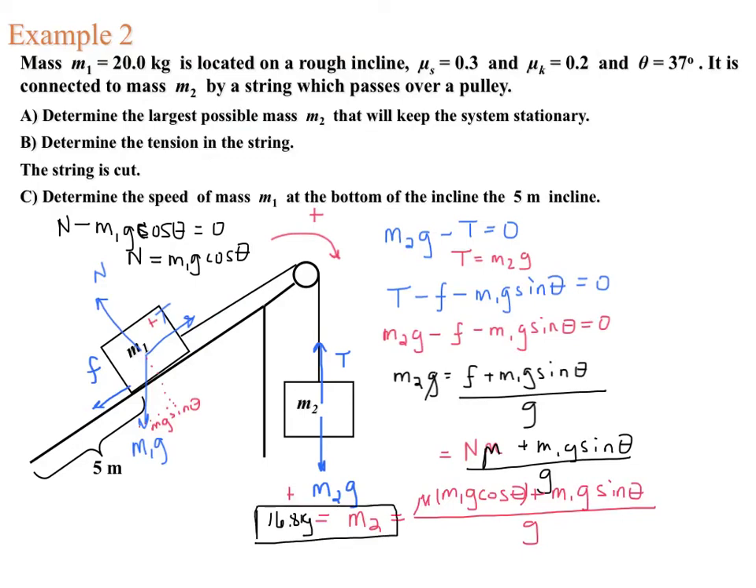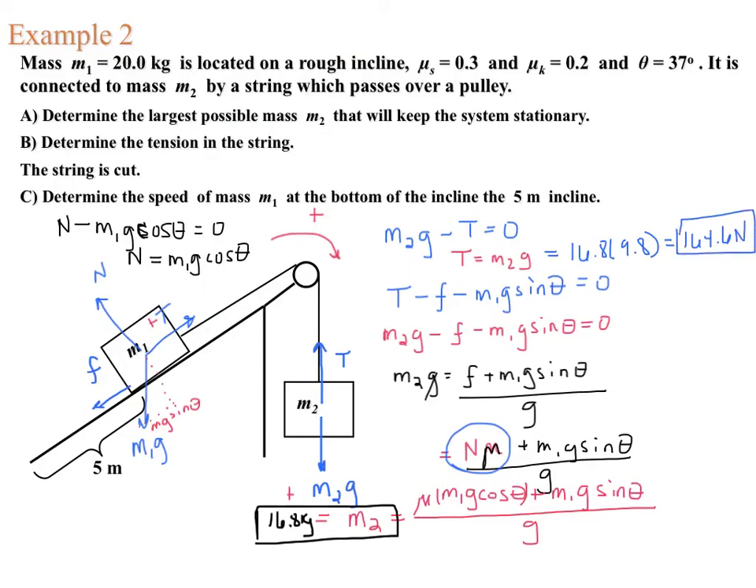So the reason I was able to make this substitution here was because I was looking for my maximum. Now part B asks us to determine the tension in the string. Well, if I know that my mass 2 is 16.8, well then I can just go back up here and say 16.8 times 9.8 gives me 164.6 newtons.